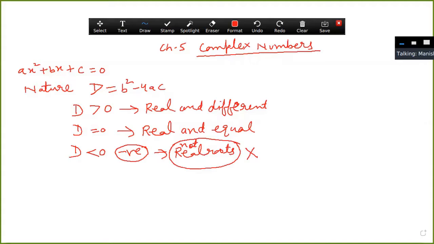If roots are not real, then what type of roots are there? They are of the type known as complex numbers. Let's discuss a few examples. Suppose it is x square plus 1 equal to 0. Then x square is equal to minus 1.